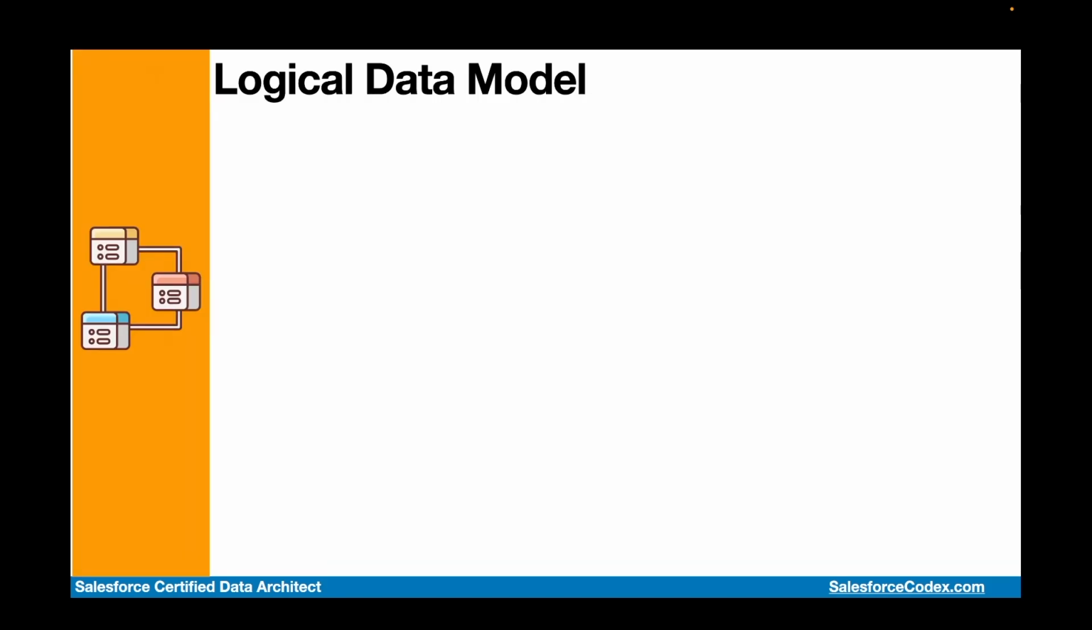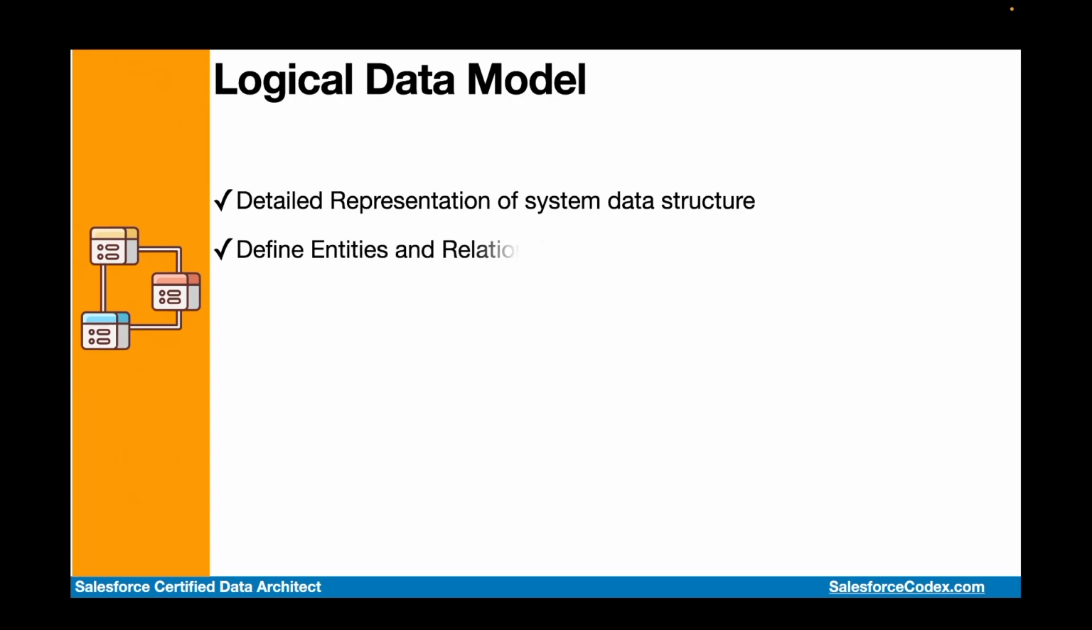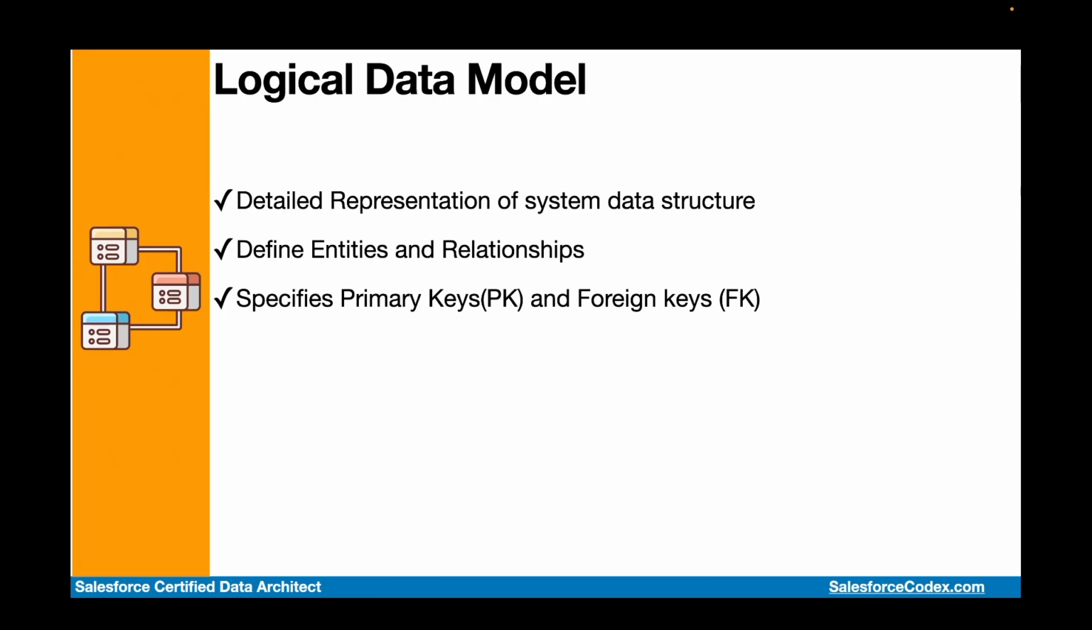Then we have a logical data model. A logical data model is a detailed representation of the system's data structure. We define entities, attributes, primary key, and the relationship without focusing on physical storage. This model is also technology independent and serves as a bridge between the conceptual data model and the physical data model. We specify primary key and foreign key in this data model, and it can include attributes like field information in the model.